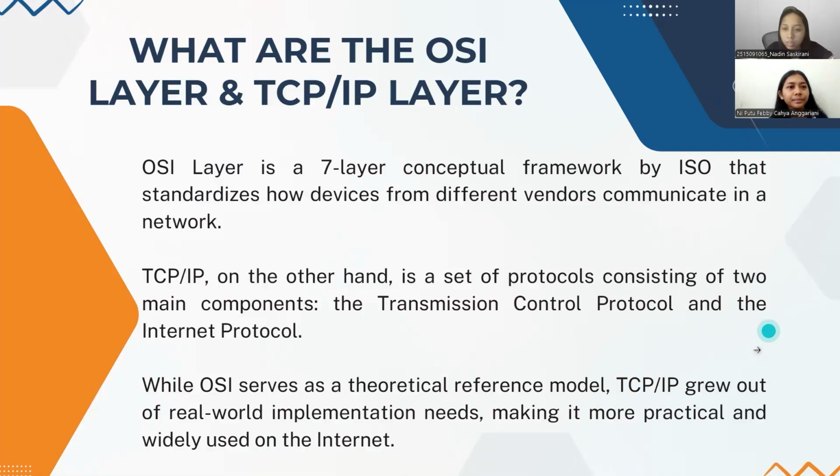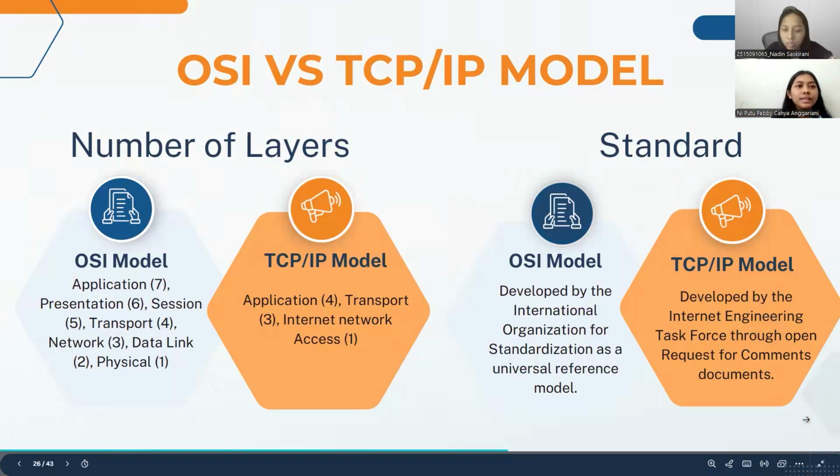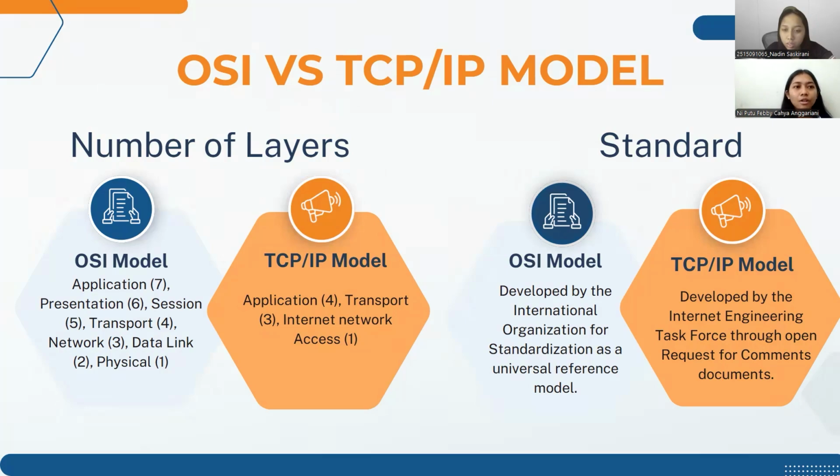Next, we will talk about the OSI and TCP/IP model comparison. From the number of layers aspect, OSI has 7 layers with strict functional boundaries, and the TCP/IP model only has 4 layers. For the standard aspect, the OSI model is formally published by ISO or IEC standards. Meanwhile, the TCP/IP model is governed by the Internet Engineering Task Force, or IETF. Next.